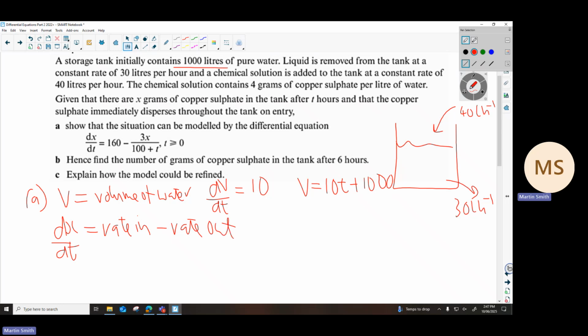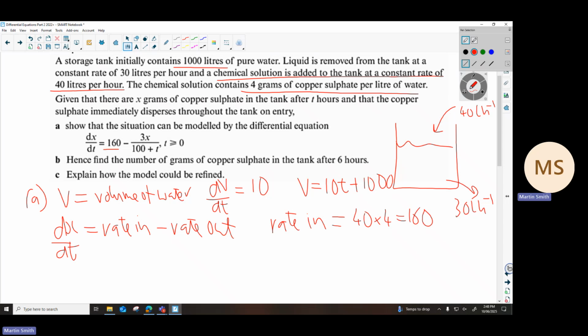Now, the rate in is quite straightforward because chemical solution is added to the tank at a rate of 40 litres per hour, and each of those litres contains 4 grams of copper sulfate. So I can say straight away that the rate in is going to be 40 times 4, which is 160. So that's where that 160 comes from.